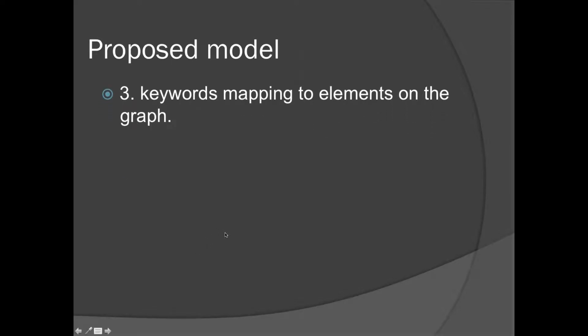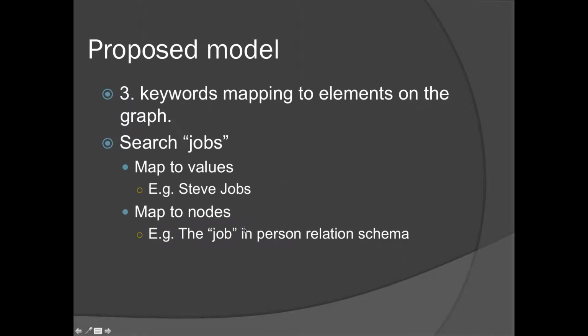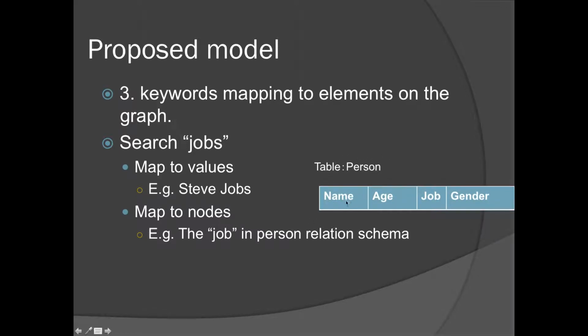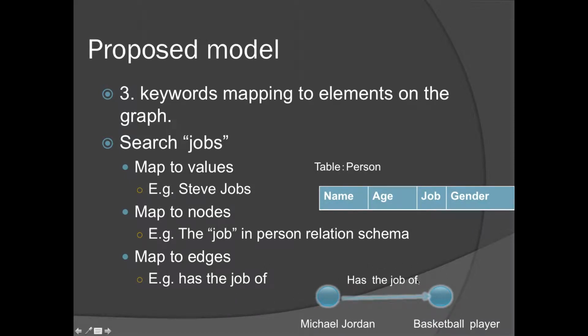The third step is to map all the keywords to elements on the graph. For example, if you're searching for jobs, it may be mapped to values like Steve Jobs, or it may be mapped to nodes, like if you have a table of a person, a node may be the attribute in the schema, like job. It may also be mapped to edges. For example, if Michael Jordan has the job of basketball player, it may be mapped to this kind of semantic relation.